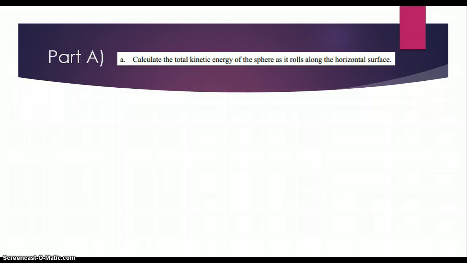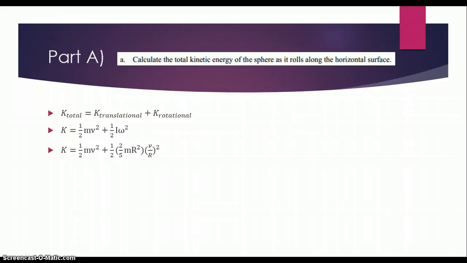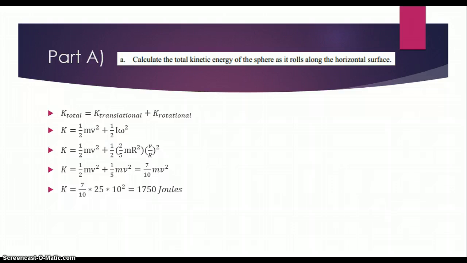Alright, so part A. Calculate the total kinetic energy of the sphere as it rolls along the horizontal surface. K total is going to equal K translational plus K rotational. We know that K translational equals 1/2 mv squared and K rotational equals 1/2 I omega squared. We substitute in the rolling constraint and moment of inertia, and we get what you see right here. After simplifying that a bit, we get K equals 1/2 mv squared plus 1/5 mv squared, which is equal to 7/10 mv squared. Plugging in our values from the problem, we get that K equals 7/10 times 25 times 10 squared, which is equal to 1,750 joules.